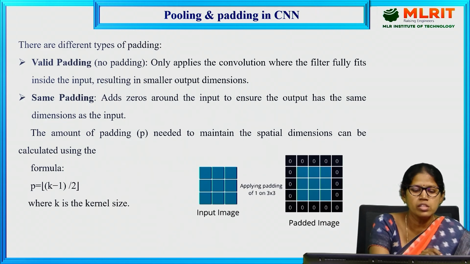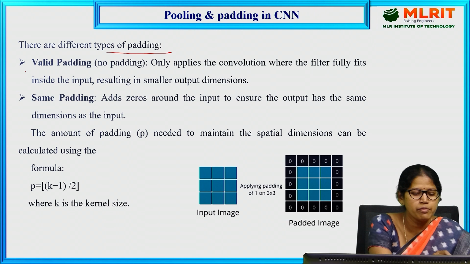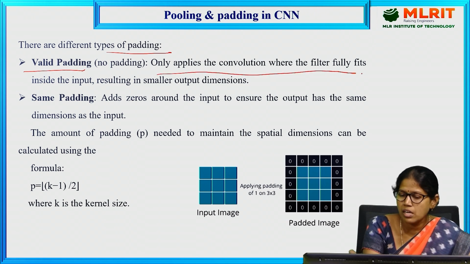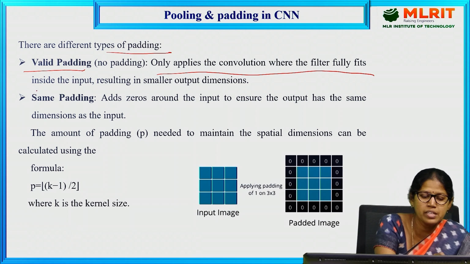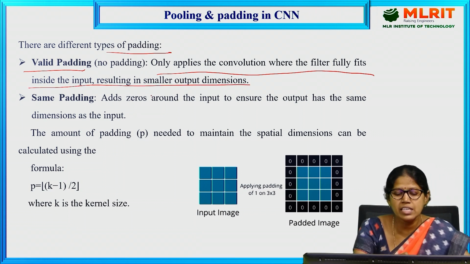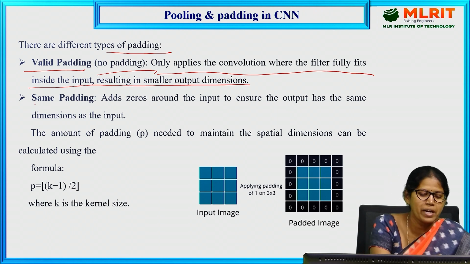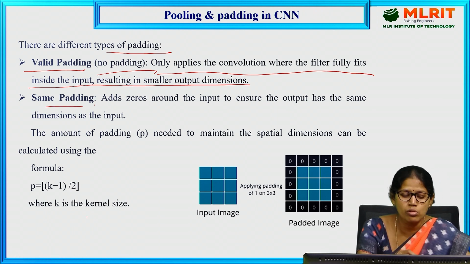Okay, so there are different types of padding. The first one is valid padding. In valid padding, the convolution is applied only where the filter fully fits inside the input, resulting in smaller output dimensions. So there is no padding, it won't add any values. That is valid padding. Next, same padding. Here it will add zeros.